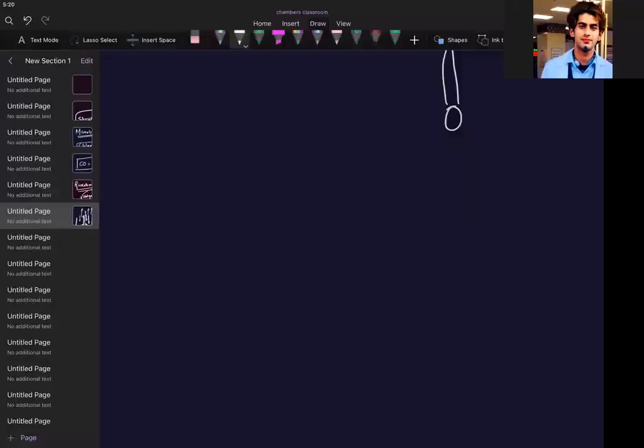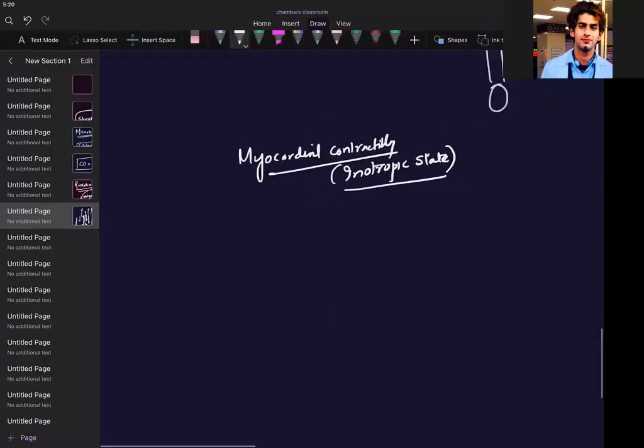Now let us take our discussion on the second factor controlling the cardiac output, that is myocardial contractility, or I can say the inotropic state. Inotropic means I am talking about the contractility state. Whenever you see the word inotropy, it means we are talking about contractility. First, I will say this word so that we make a concept. Second thing, this is inotropy.